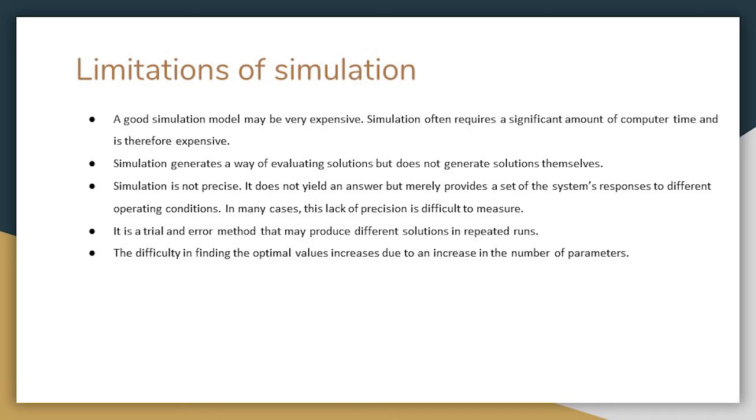Also, simulations can't be precise. It cannot be something that we operate on in real-world aspects. It does not create an answer, so it can lack precision in our data, and this precision is difficult to measure in many cases. Also, it is a trial and error method that may produce different solutions in repeated runs. Depending upon how we create a method, it takes much more time, and the difficulty is finding the optimal value. To find the optimal value, we may need much more time, or it may increase the number of parameters. So these are some of the limitations of a simulation.